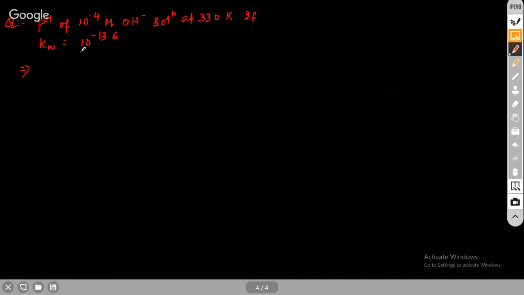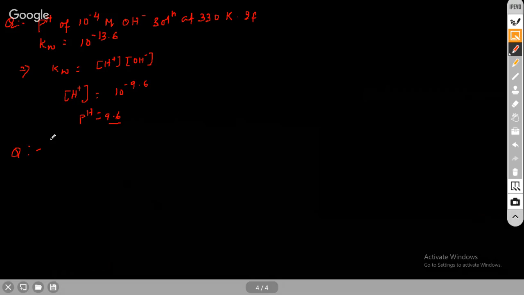We know this, Kw is equal to what? Concentration of H plus into OH minus. OH minus concentration is given, so H plus concentration will be 10 to the power minus 9.6. So pH will be 9.6. Okay. Next one you see.